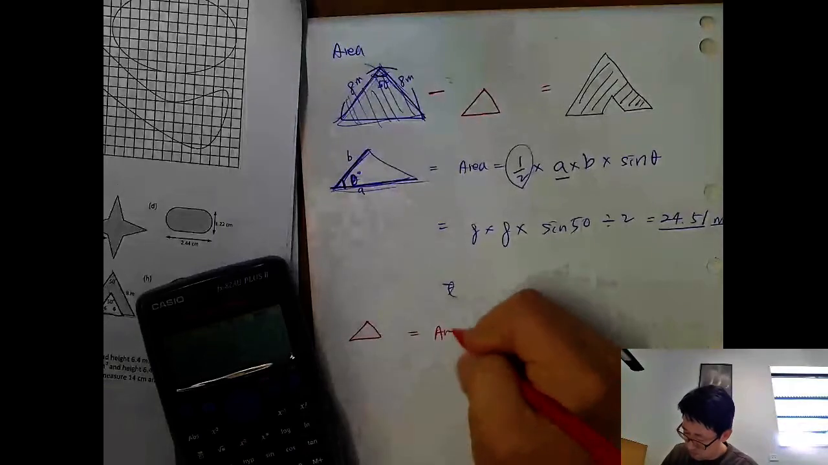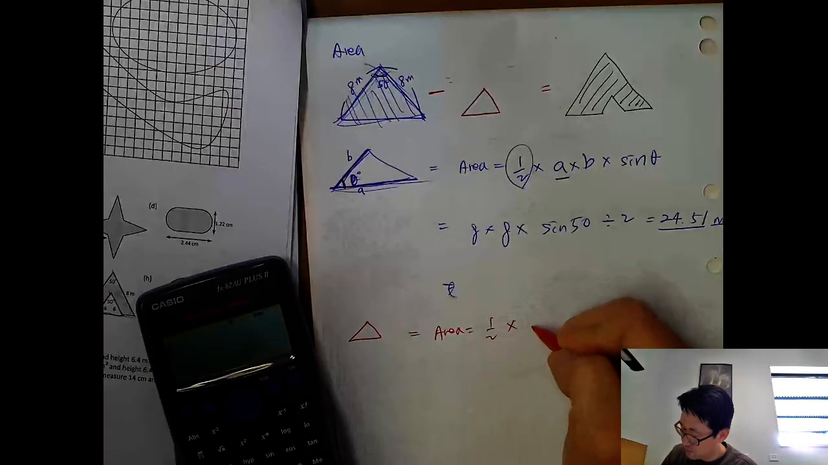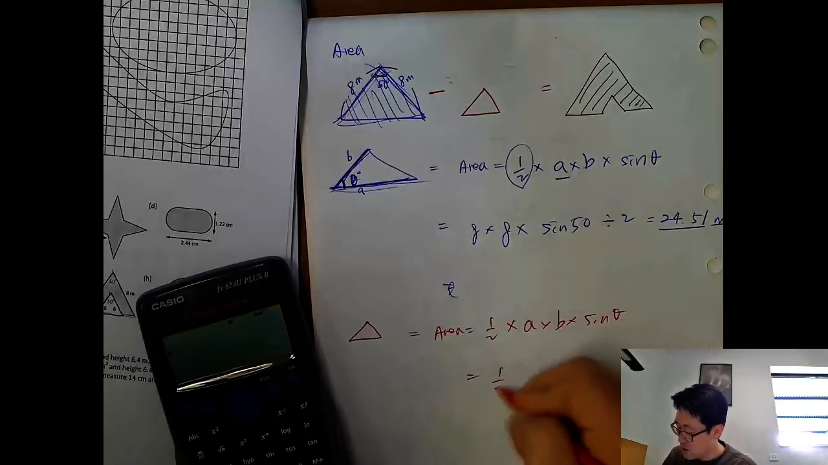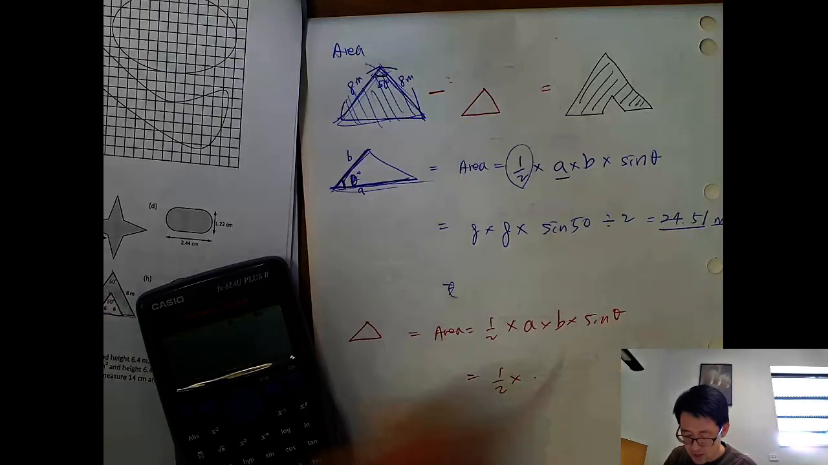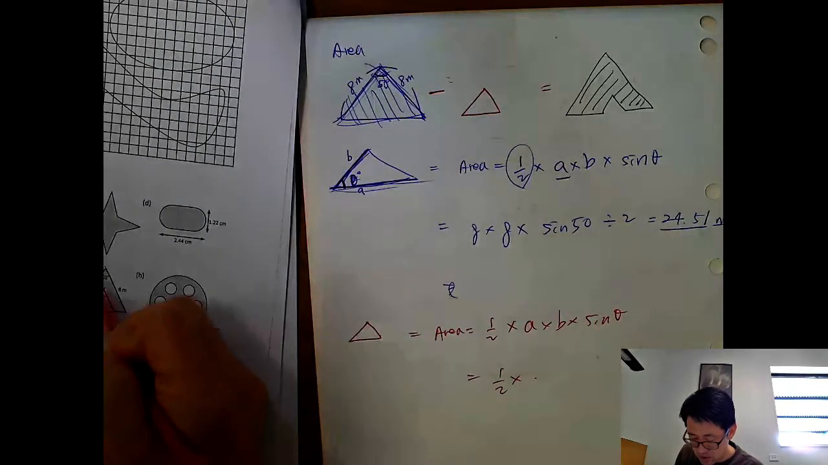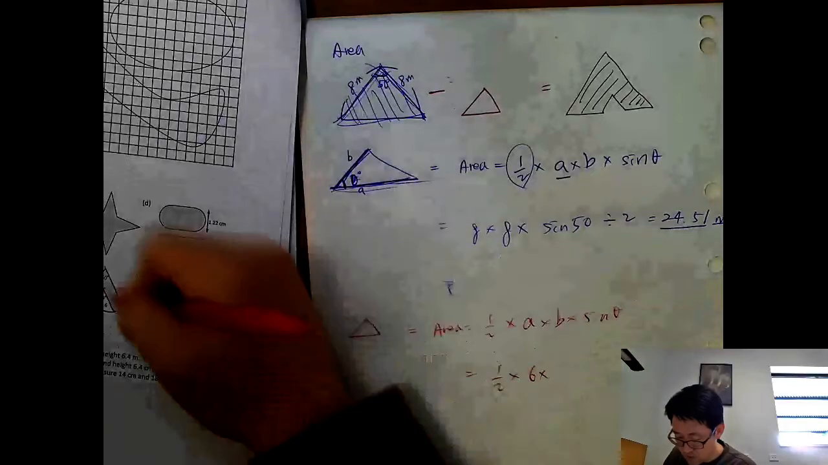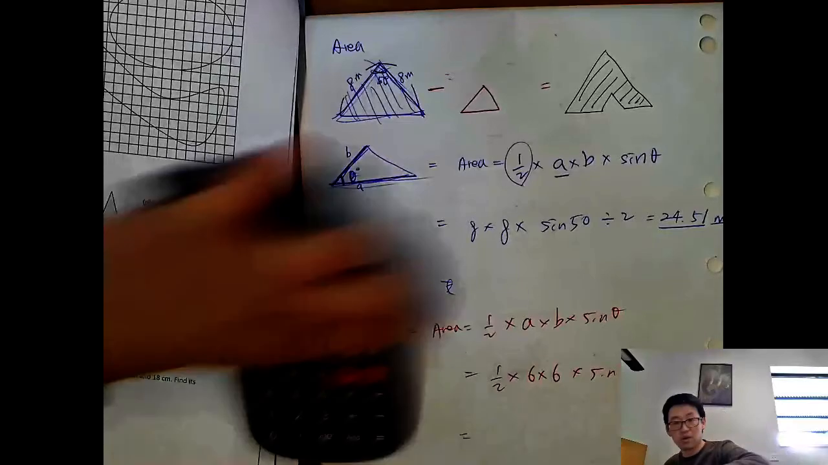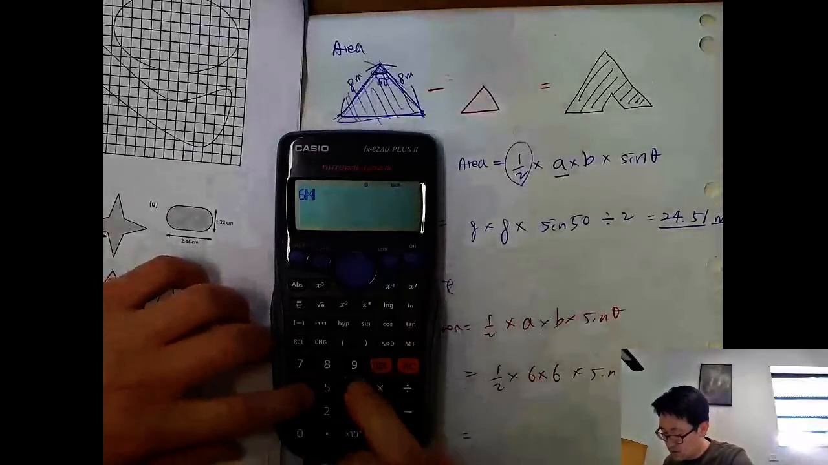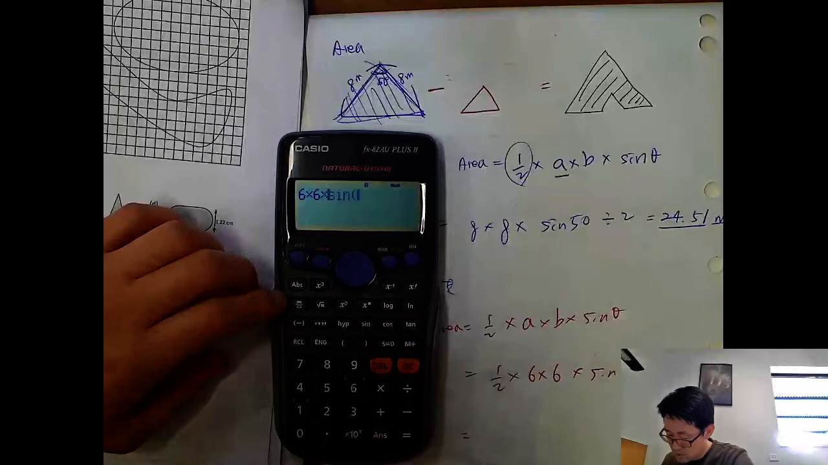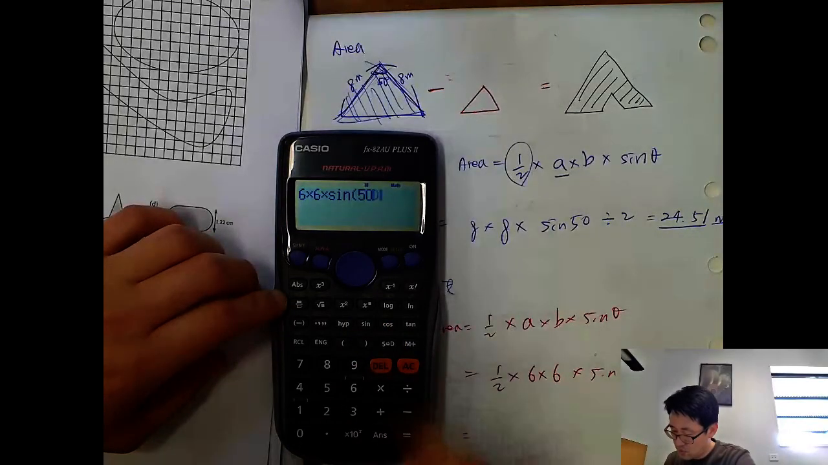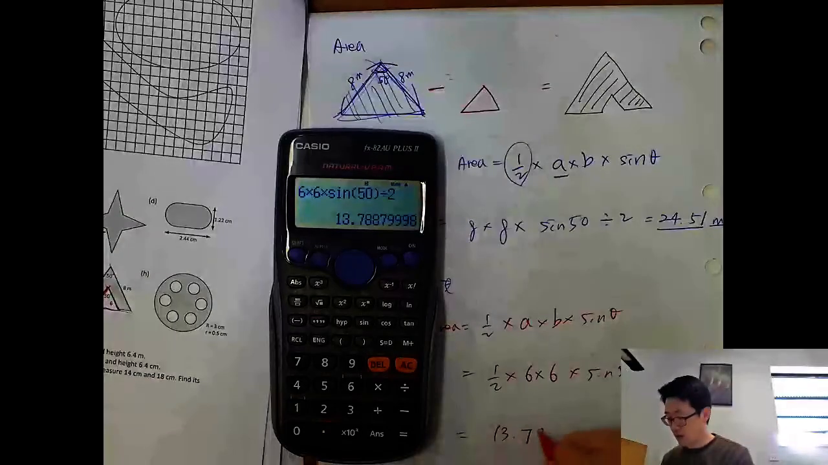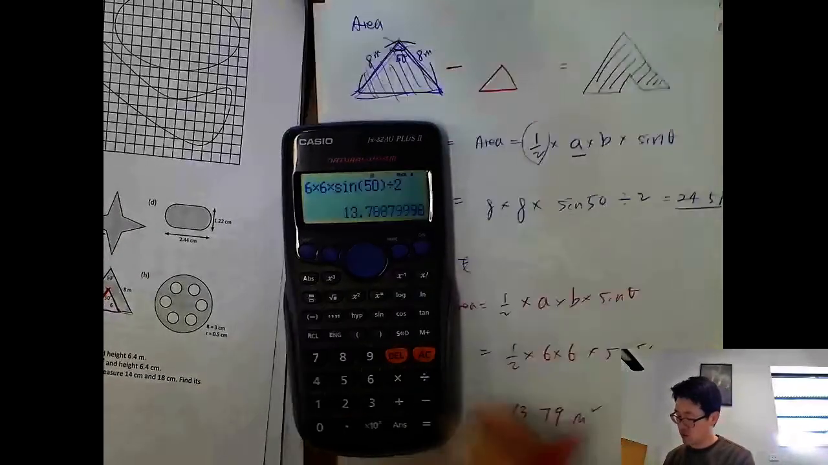Same thing. Area equals half A times B sine theta. Therefore, half A times B, what was A here? Smaller one is 6, isn't it? Yeah. 6 times the other side, 6 times sine 50. So same way, 6 times 6 times sine 50 bracket divided by 2. So I got 13.788, which is square meter.